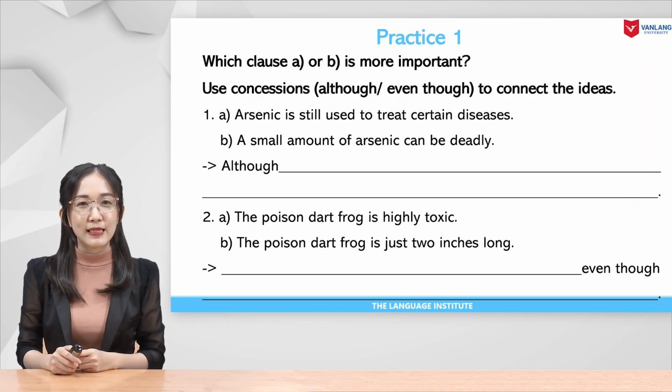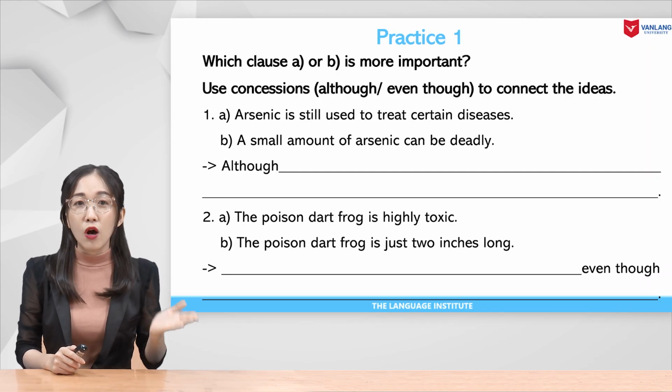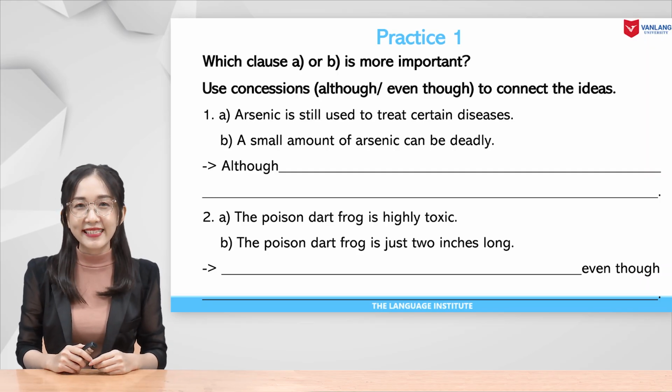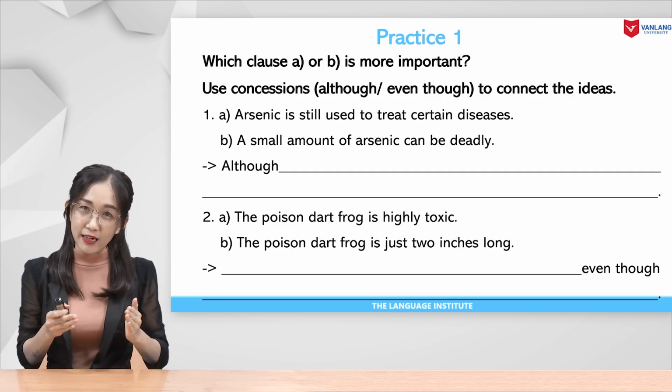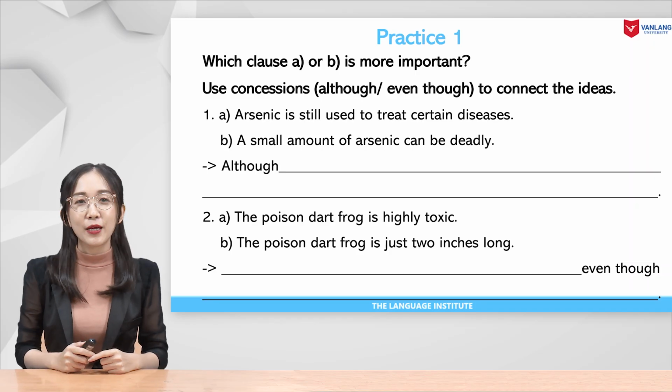So in this exercise, I'd like you to have a look at the sentences. Decide which clause A or B is more important. Then you use concessions like although or even though to connect the two ideas. Now you can pause the video for around 4 minutes and then come back to check the answers with me.